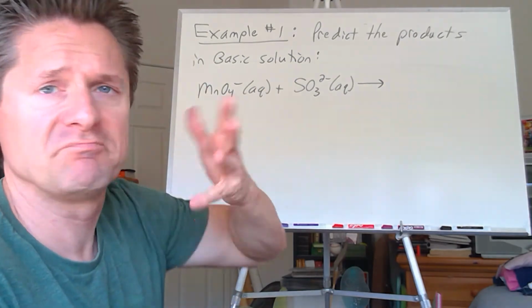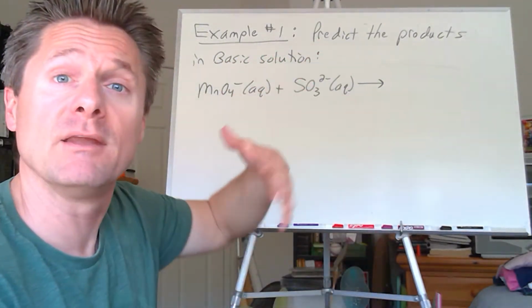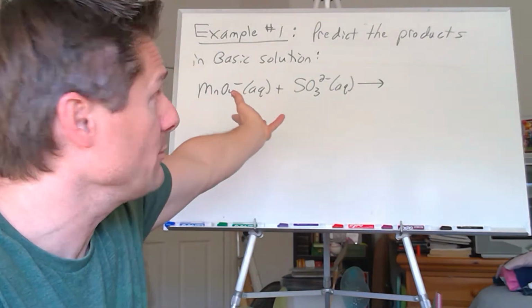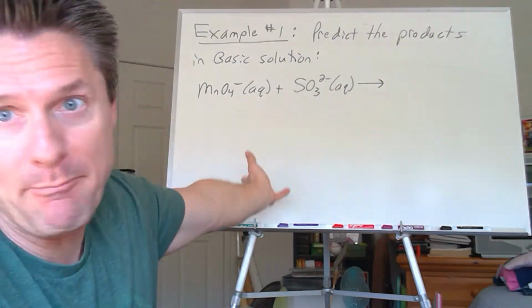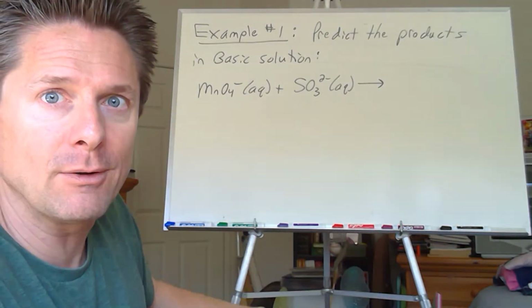Let's say we have this simple quiz question, right? Predict the products. Now, I'm being nice here. I'm telling you it's in basic solution. What are the products in basic solution? Because we can't balance it if we don't know what the products are. Now, we're not here to balance it. That's a whole other ball of wax.